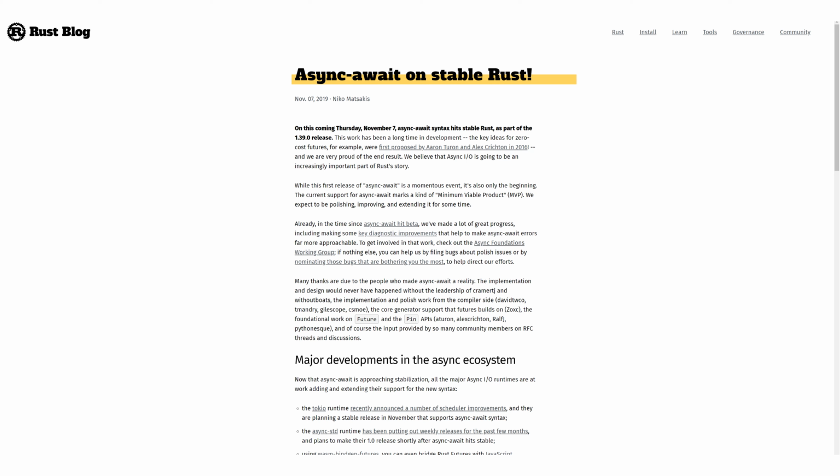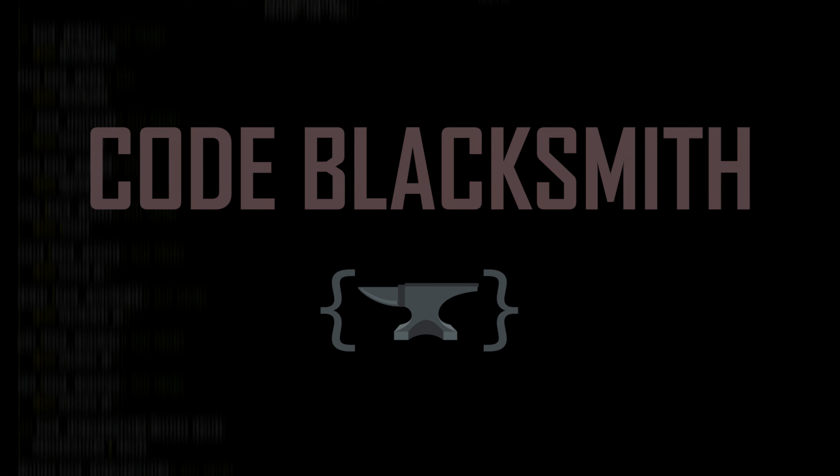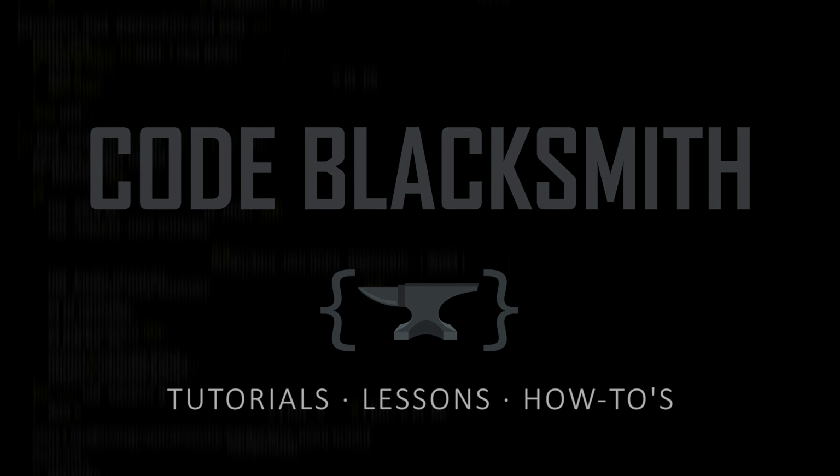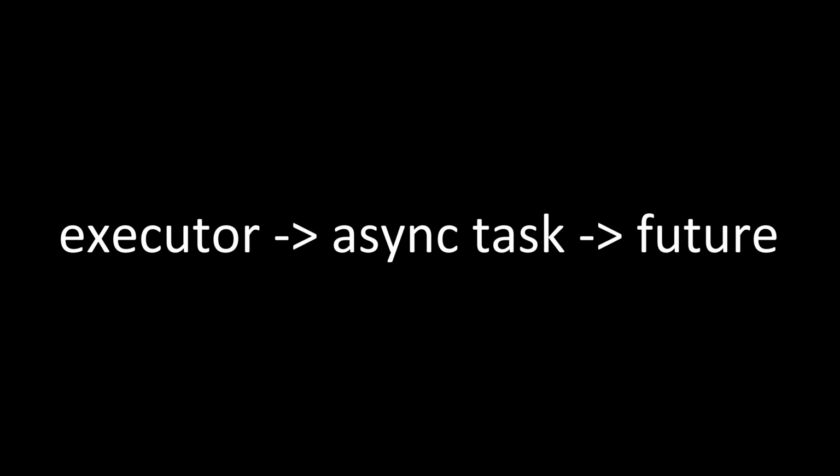Rust stable recently got async await support. Let me show you how to use this killer feature. Async await allows executors to run async tasks represented by futures.